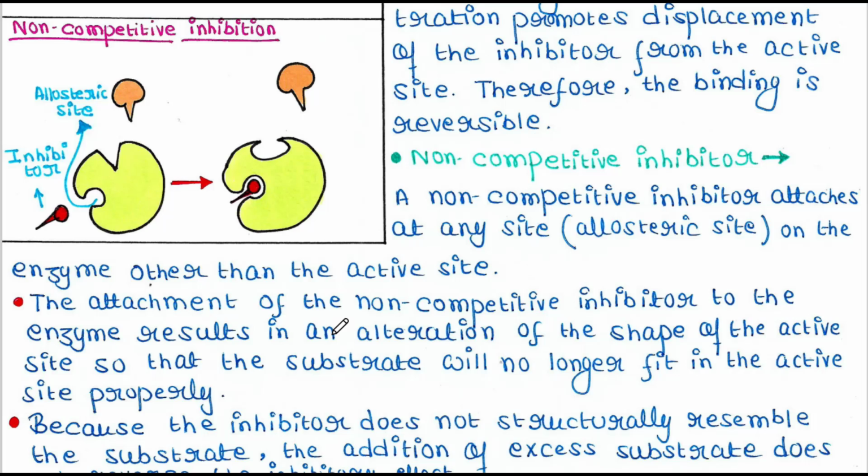Now the attachment of the non-competitive inhibitor to the enzyme results in an alteration of the shape of the active site so that the substrate will no longer fit in the active site properly. So once the inhibitor binds the enzyme, it somehow changes the shape of the active site so that the substrate no longer fits in the active site properly. You can see the shape of the active site is drastically changed, right? And the substrate will not be able to bind here.